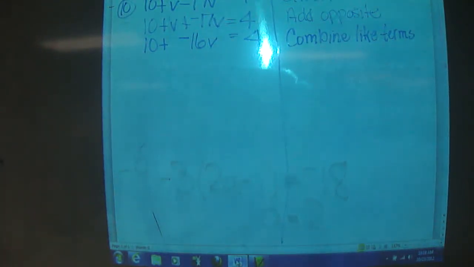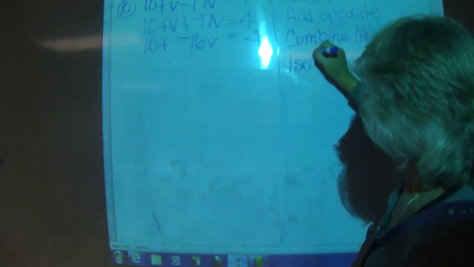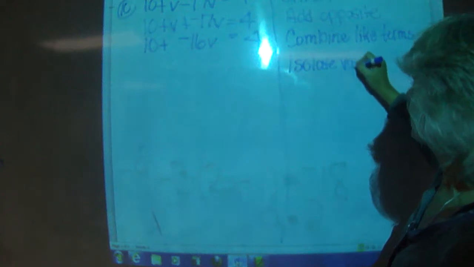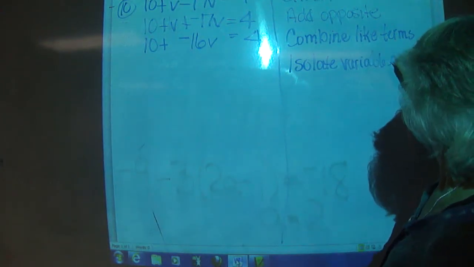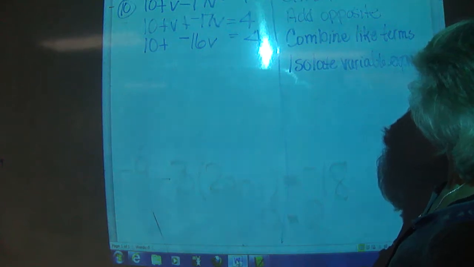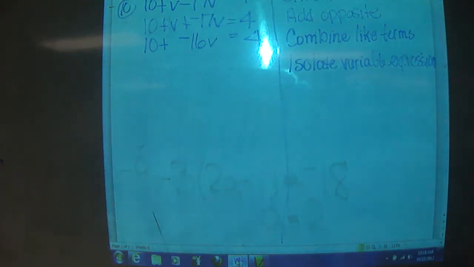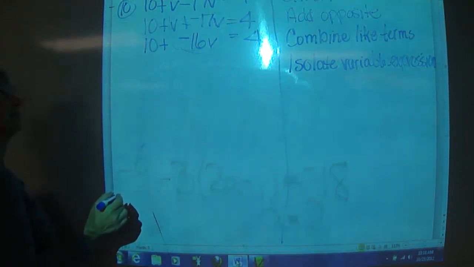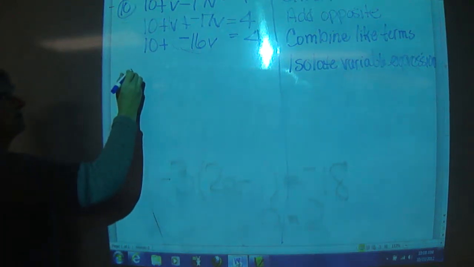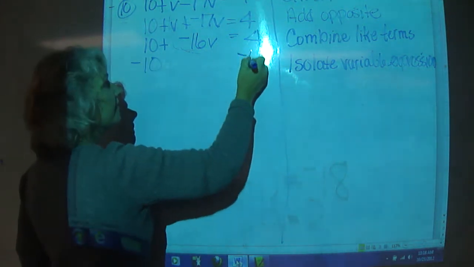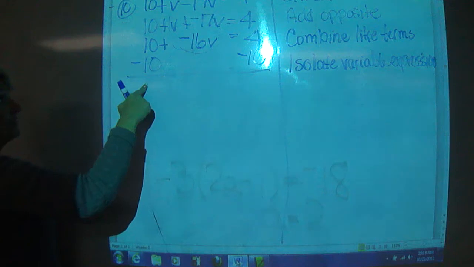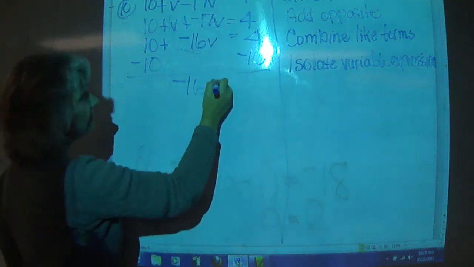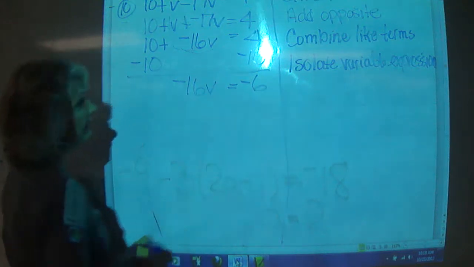What do we do in the next step? You isolate the variable expression. And what is the variable expression? 10 plus negative 16v is the variable expression, so that's the guy we want by itself. So what do we add to both sides? We add negative 10, right? The opposite of 10 to make it go away. So that's 0. Negative 16v is all by itself, poor variable expression, and that equals 6.